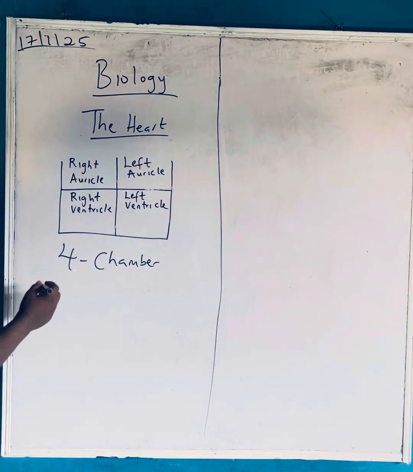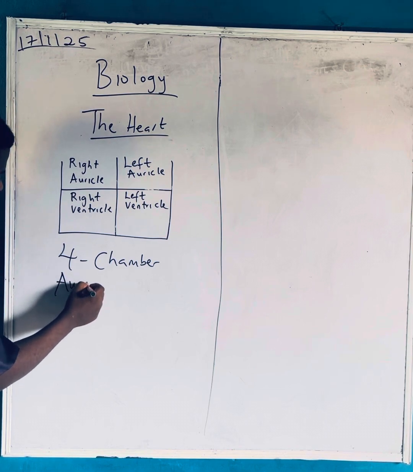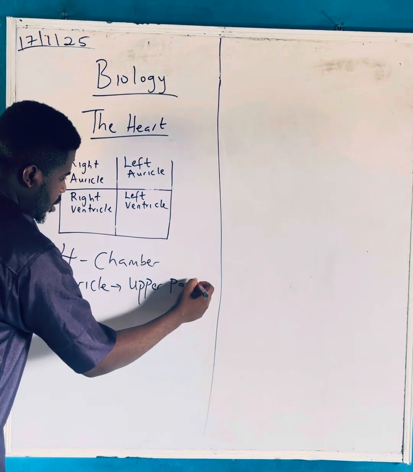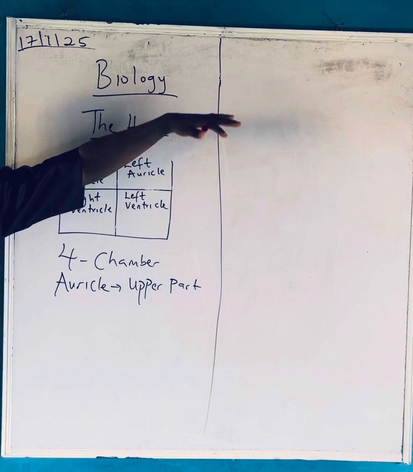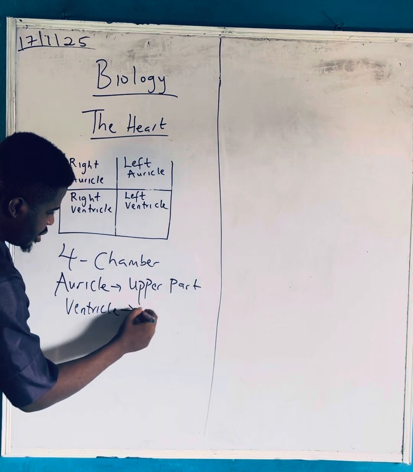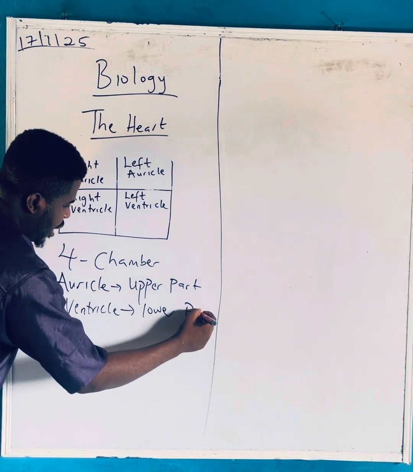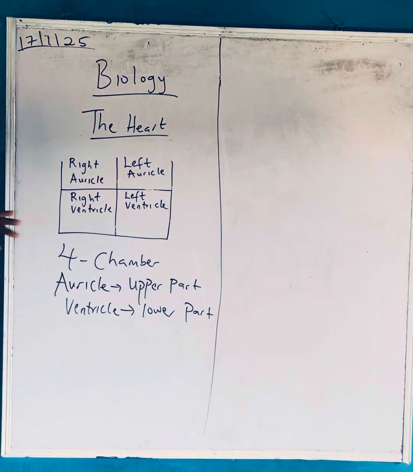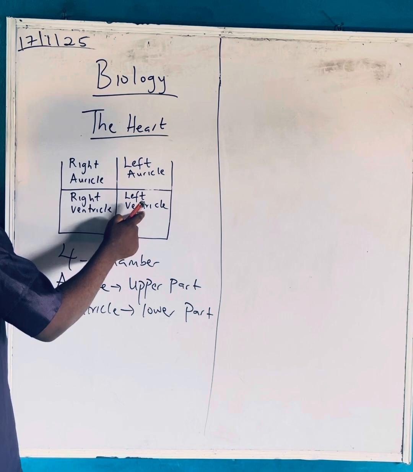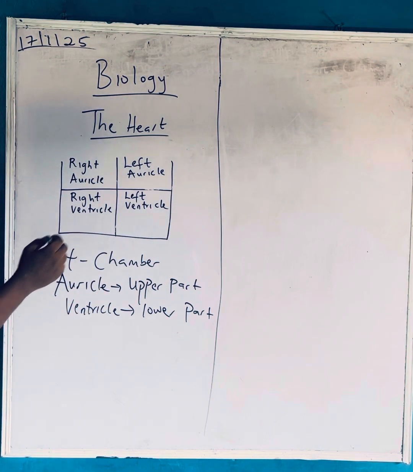So the auricle is the upper part of the heart, and the ventricle is the lower part of the heart. So don't forget, the auricle is the upper part of the heart, and the ventricle is the lower part of the heart. Now, between this left auricle and the left ventricle, we have a valve there.